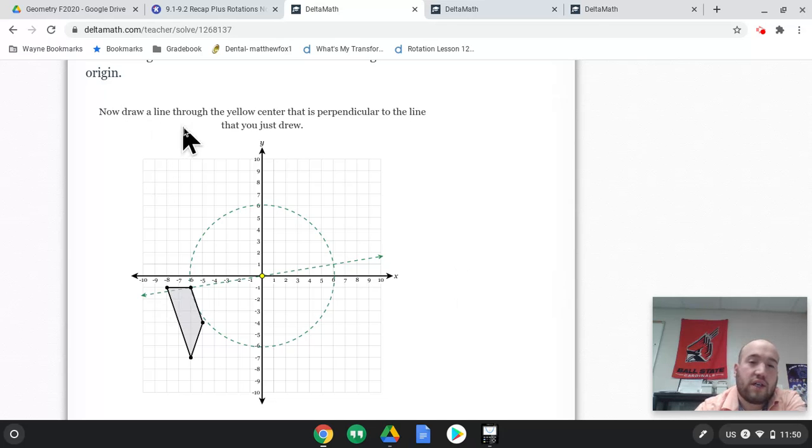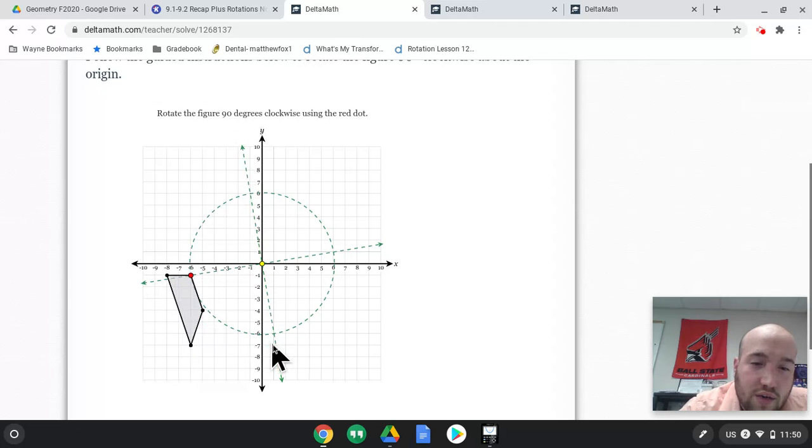Next, it says now draw a line through the yellow center that is perpendicular to the line that you just drew. So let's first find the slope of this line. It was up 1 over 6. So rise 1 over 6. Remember, if it's perpendicular, it's going to have the opposite reciprocal. So instead of rise 1 over 6, the reciprocal becomes 6 over 1, and the opposite would be negative 6 over 1. So I can start in the middle, click here, go down 6 over 1, and I let go. And as you can see, that forms 90-degree angles, so we are good.